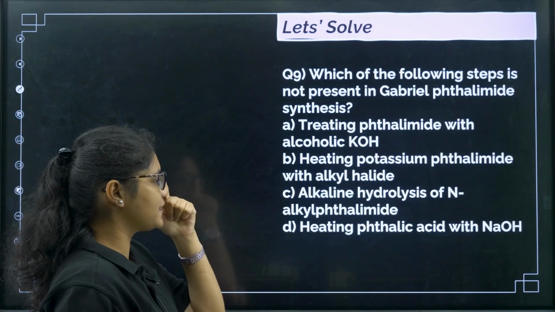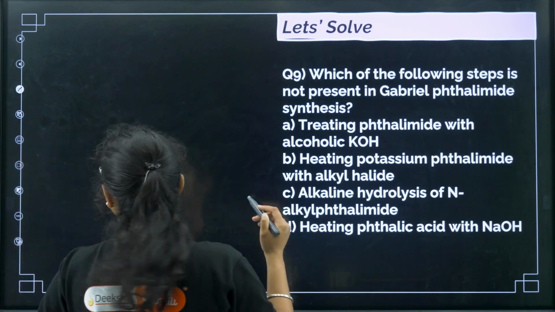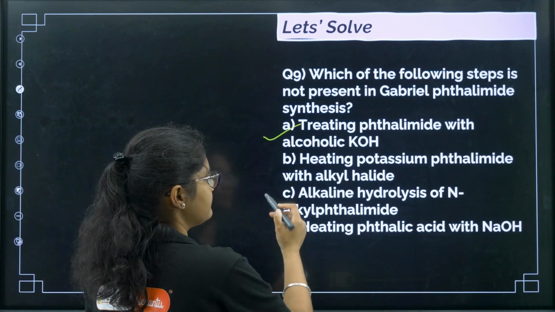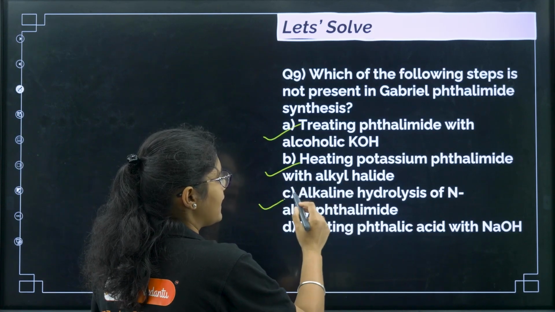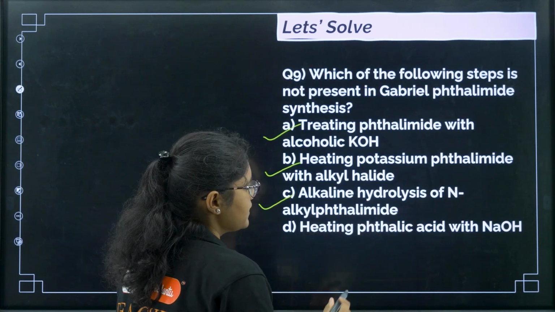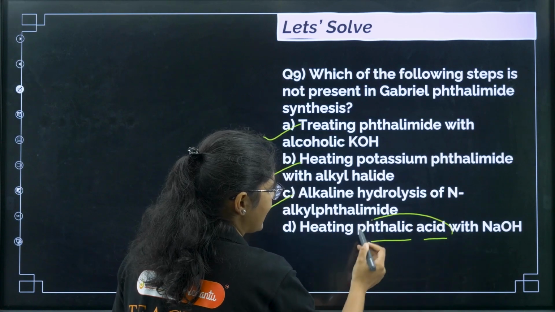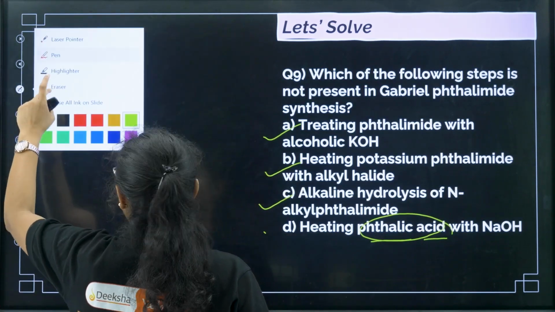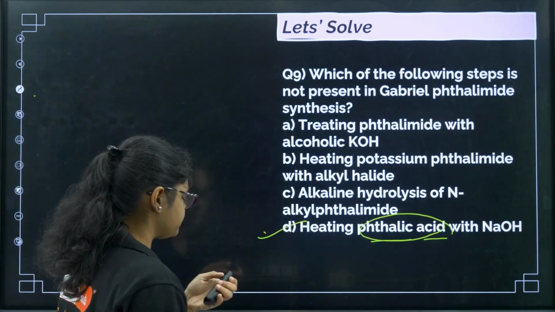Okay, let us see the next question now. Which of the following steps is not present in Gabriel phthalimide synthesis? Treating phthalimide with alcoholic KOH, that is there. Heating potassium phthalimide with alkyl halide, this is also there. Alkaline hydrolysis of N-alkyl phthalimide, this is also there. Heating phthalimide with phthalic acid with NaOH, so there is no phthalic acid formed here. So the correct answer for this question will be option number D, right? Option number D, this step is not there.